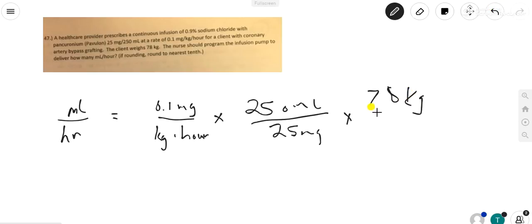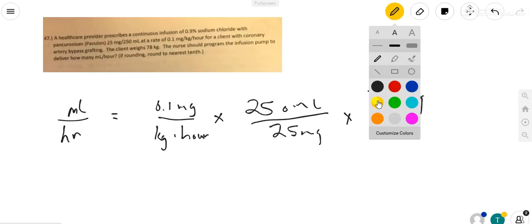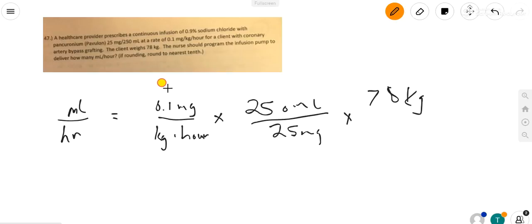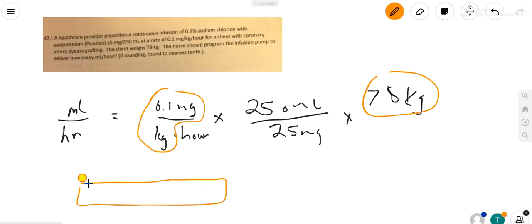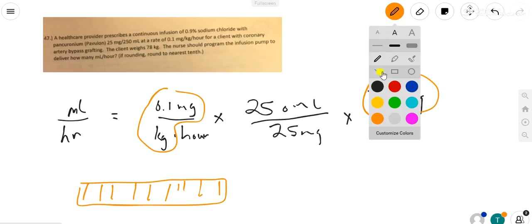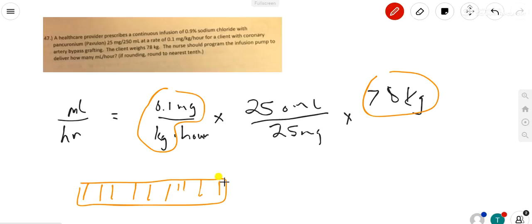Okay. So the fraction is really, if you want to analyze it, I'm taking 0.1 milligram for every kilogram I have. So if I have 78 kilograms, if I divide this into 78 slices, for each one of these little slices, I'm giving that amount, 0.1 milligram. And I'm giving one of these every hour. That's what's happening.